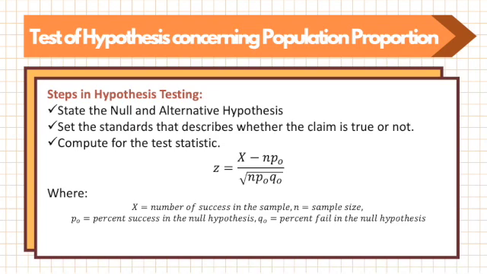So p sub o represents the assumed percentage of the population that falls under a certain characteristic, while q sub o represents the percent fail in the null hypothesis, or the assumed percentage of the population that does not fall under that specific characteristic. Once you have computed the test statistic, we can make the decision to either accept or reject the null hypothesis.